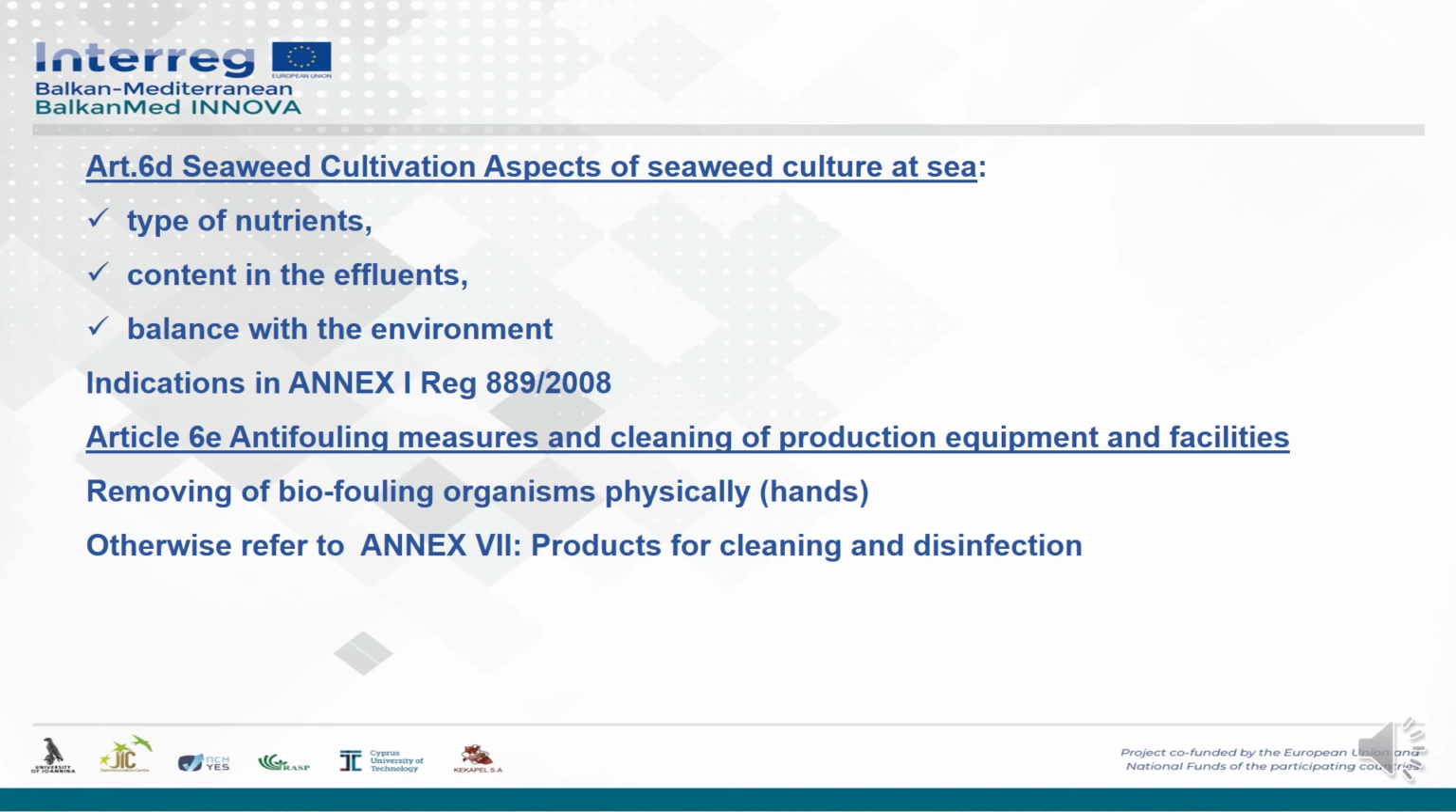According to Regulation 710 of 2009, Article 6D, seaweed cultivation, the aspect of seaweed culture at sea, defines the type of nutrients, with content in the effluent balanced with the environment. Indications are given in Annex 1 of Regulation 889 of 2008.